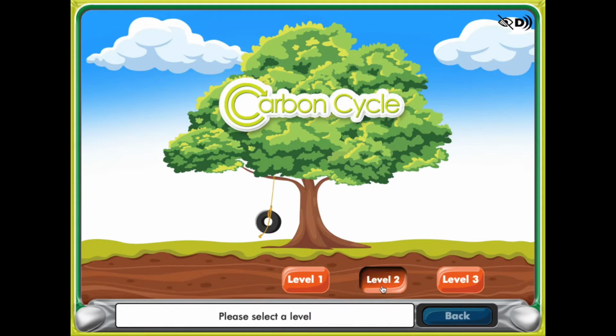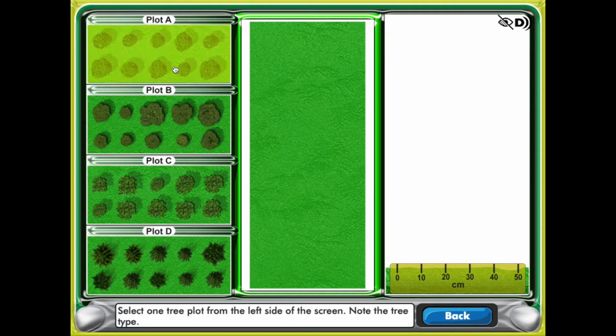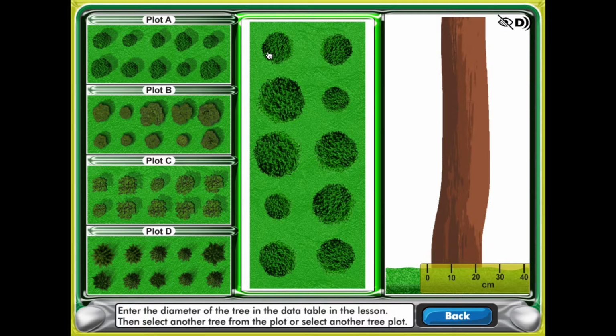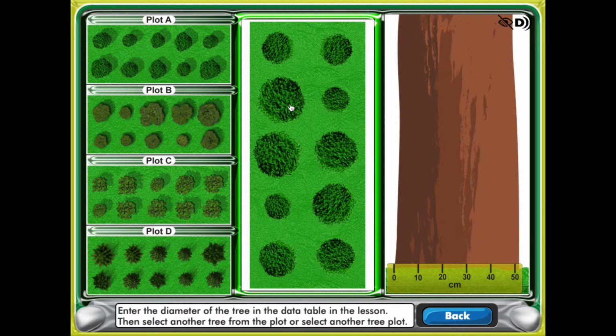Level 2 has 3 parts. Part 1 is like the task in Level 1 of first measuring the dBH of each tree and then finding the carbon content of the tree. However, in this part, an equation is used to find the carbon content of each tree instead of interpreting a graph.